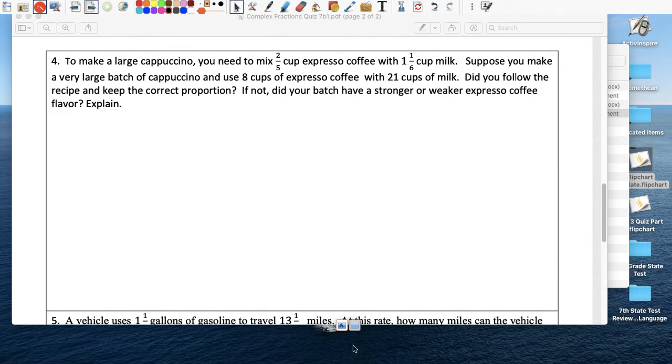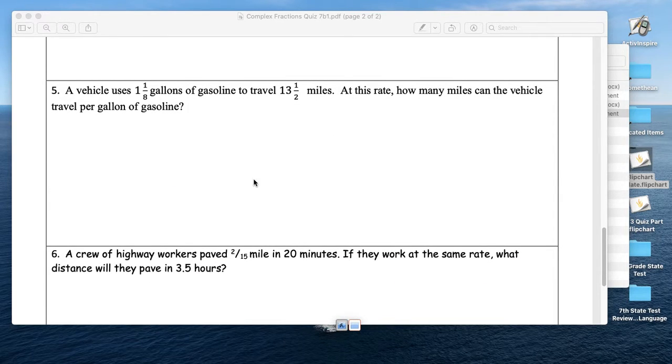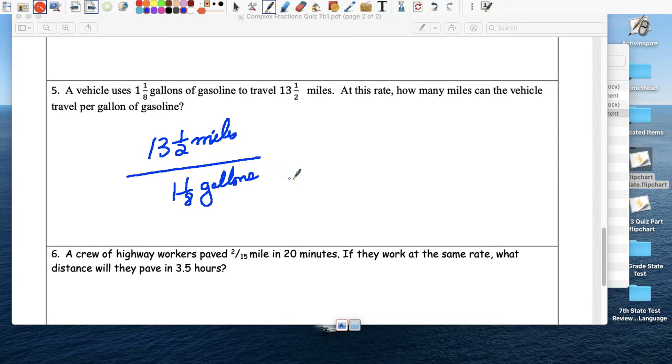Okay, so that's that. Number 5. A vehicle uses 1 1/8 gallons of gas to travel 13.5 miles. So 13.5 miles takes 1 1/8 gallons of gasoline. Sounds like my car. At this rate, how many miles can the vehicle travel per gallon? So just a simple unit rate question.